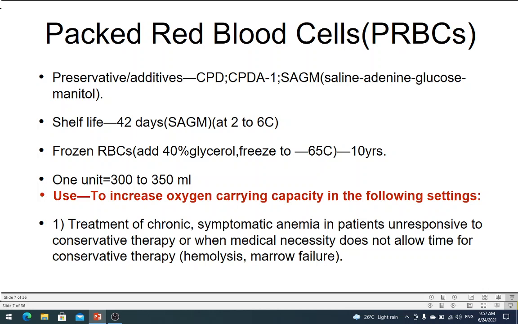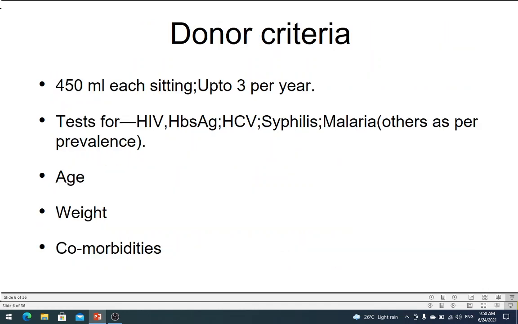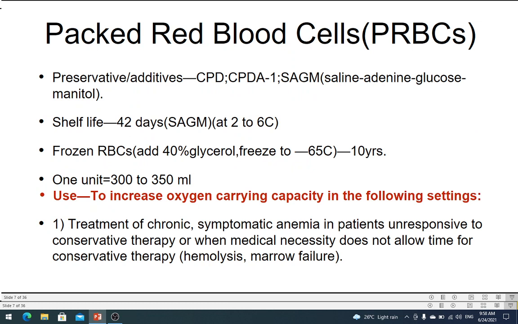So that is about whole blood. See, for packed cells and all the other components, all those tests that I told you about, HIV, HBsAg, HCV, all these things are relevant for all donors, all components. I gave you this along with the whole blood. That's all.